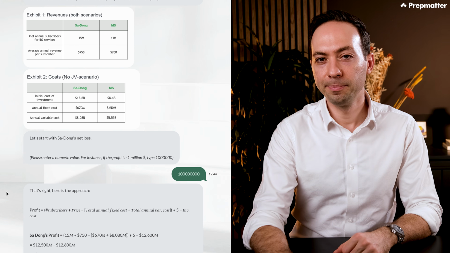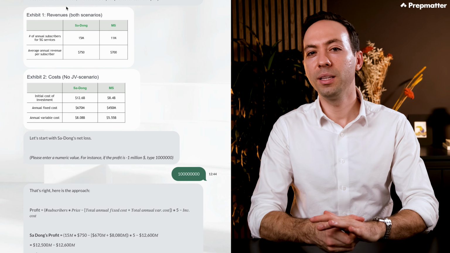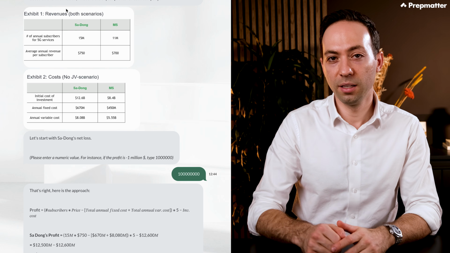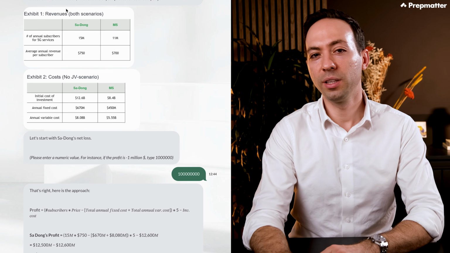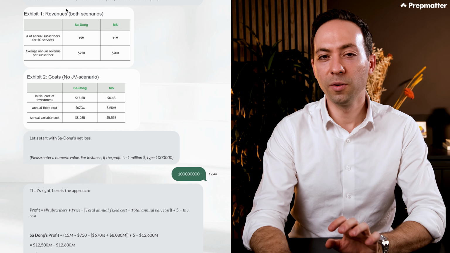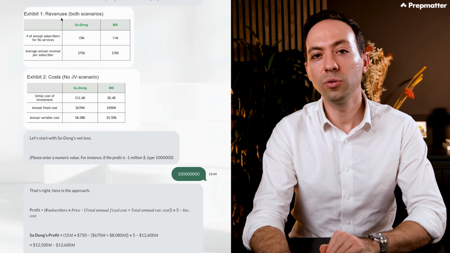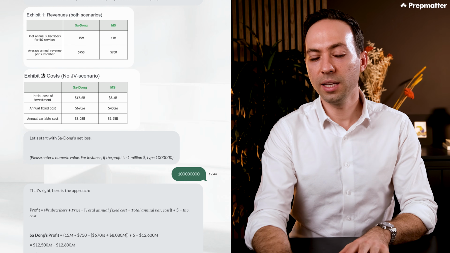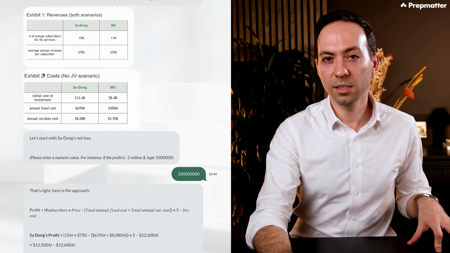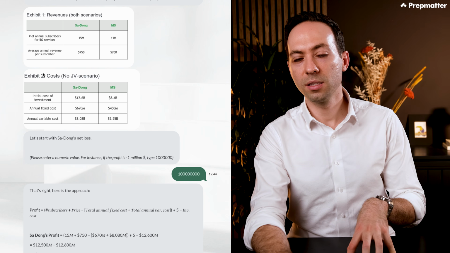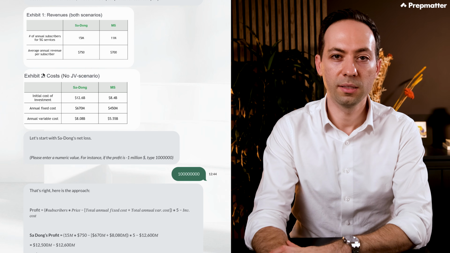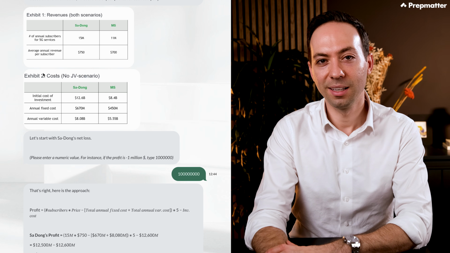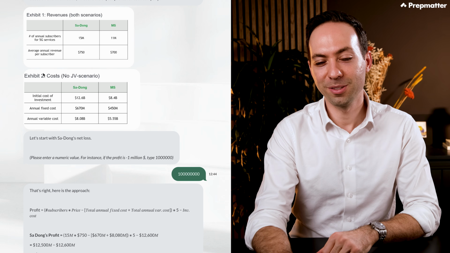Let's scroll again. MS has 11 million annual subscribers, with each paying $700 a year. Multiplying both should give us $7.7 billion annual revenues. Let's move to the second exhibit. Fixed cost is $450 million, and annual variable cost is $5.55 billion. Both sum up quite nicely. It's $6 billion. That's MS's annual costs.